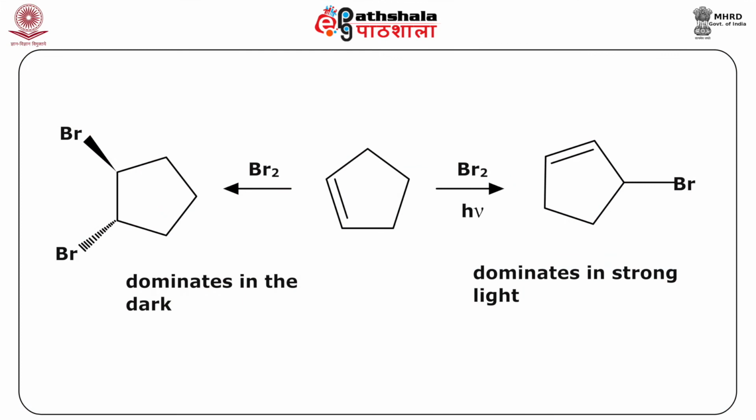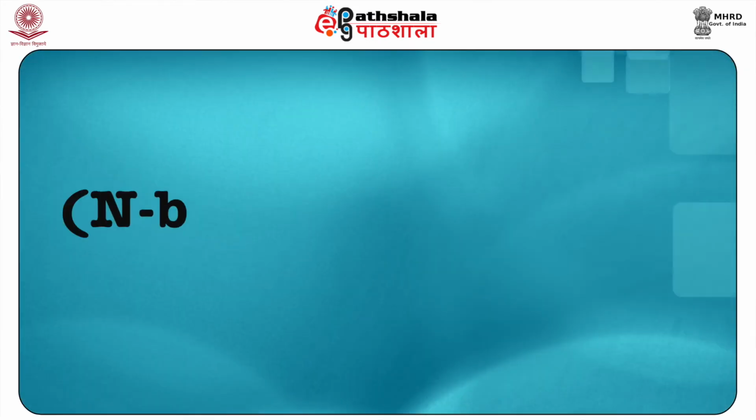In case of alkenes, they can react with bromine either by an electrophilic addition reaction to give 1,2-dibromoalkanes or by free radical substitution reaction giving 3-bromoalkenes, as depicted below for cyclopentene. 3-bromoalkene is an allylic product. Of these, the former reaction takes place in the dark and the latter in the presence of strong light.